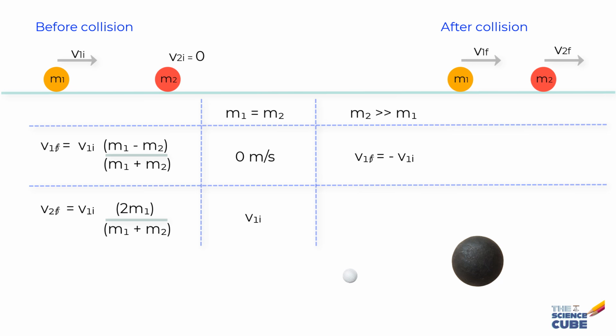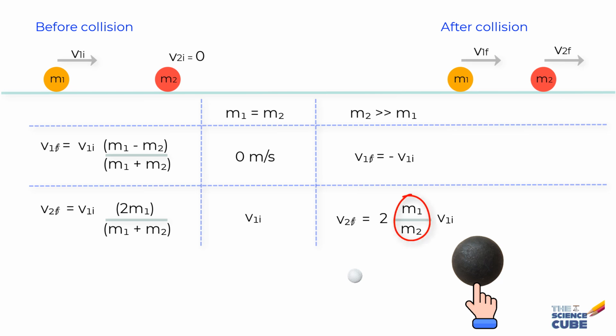And v2 final equals 2m1 upon m2 times v1 initial, where we have again used the same logic and considered the denominator as m2 only, since m1 is very small. Again, this makes a lot of sense because body 1, that is the golf ball, would simply bounce back along the same path it came, and considering the collision is elastic, its speed remains unchanged. As for the cannonball, it moves forward at a very low speed because you can see this quantity is much less than 1.